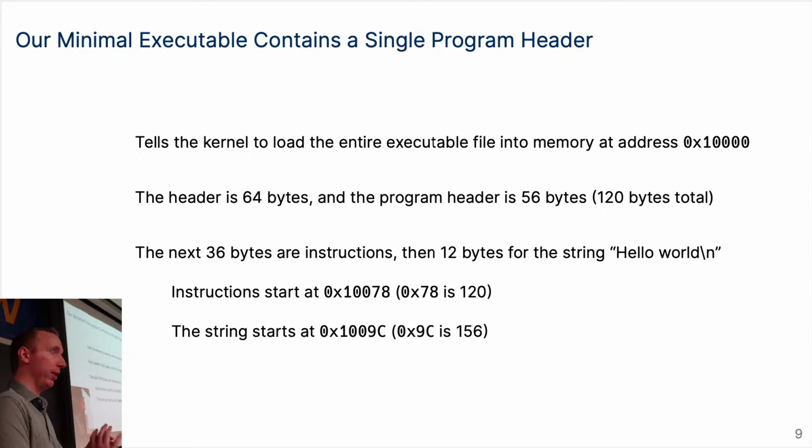If we load everything at address 10,000, the instructions would start 120 bytes in, because it's after all that header information if we just put them in the same order. So the instructions should start at 10,000 hex 78, and then the string should start at 10,000 hex 9C, which is 156, because it's after all the headers and after the instructions. Does this make sense, hopefully?